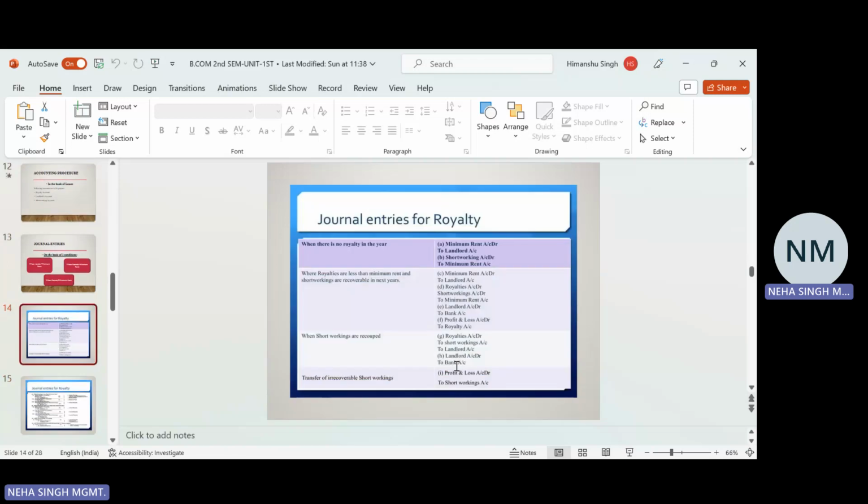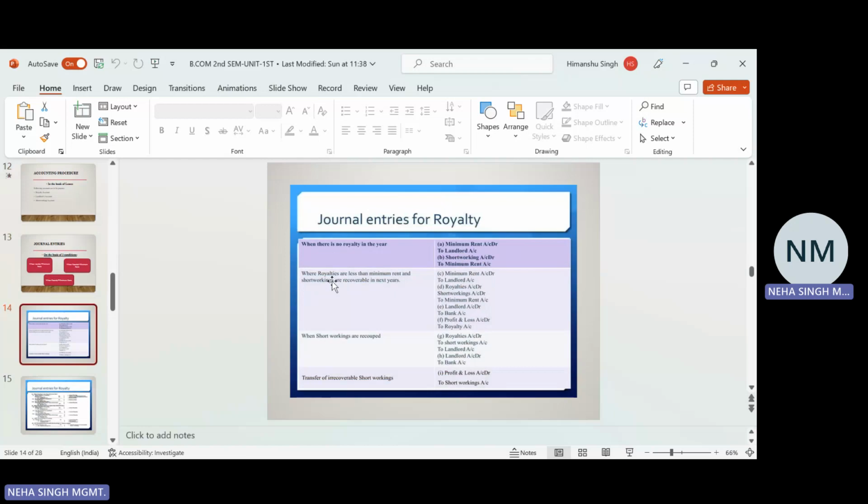Now in the next slide, we will have some journal entries for royalty. So in this, you will see where there is no royalty in the year, जिस भी साल कोई royalty नहीं होती है, तो उस केस में एंट्री क्या होगी, minimum rent account debit to landlord. Then second entry is short working account debit to minimum rent.